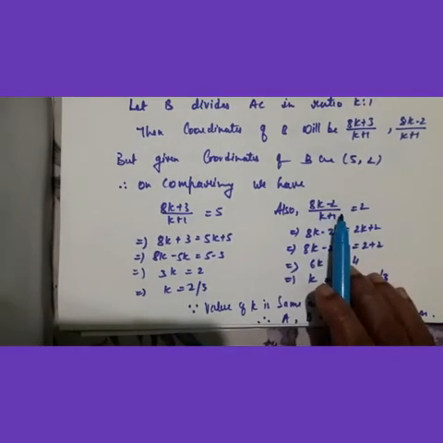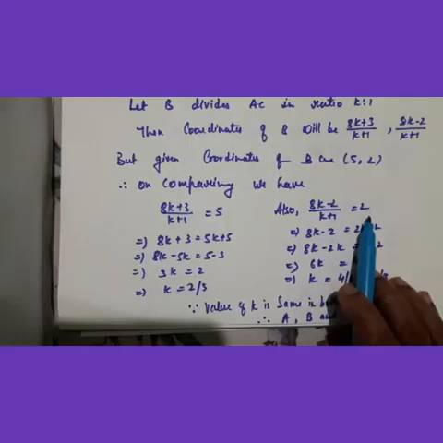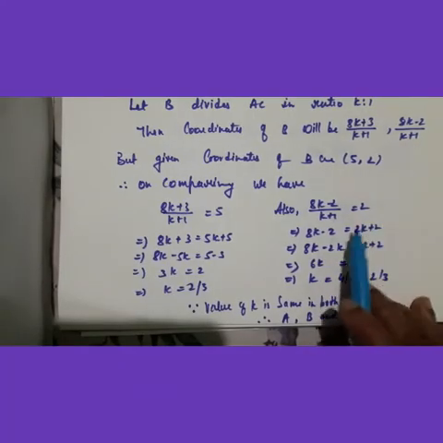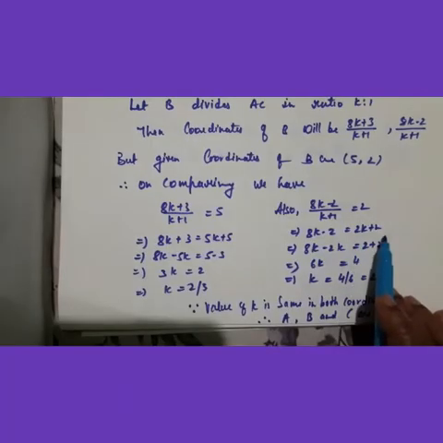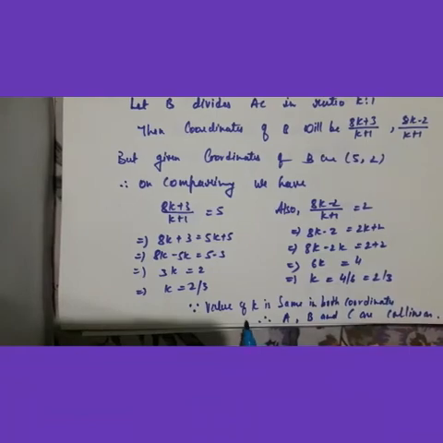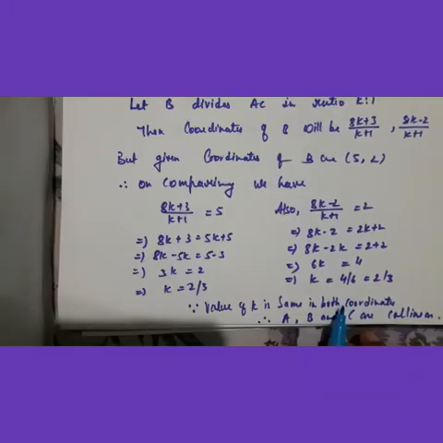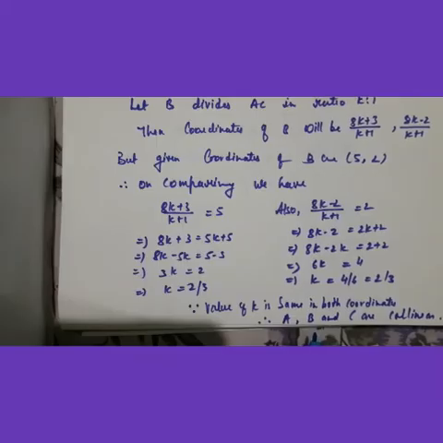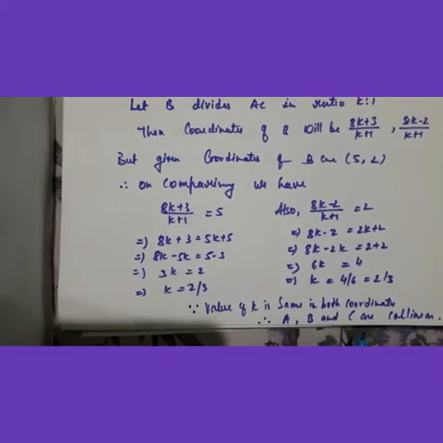Also (8k minus 2) by (k plus 1) is equal to 2. Comparing the y coordinate, 8k minus 2 is equal to 2k plus 2. From this on calculating we get 6k is equal to 4, k is equal to 4 by 6, which means k is equal to 2 by 3. Now here we find that the value of k is the same in both the x and y coordinates. That means A, B and C are collinear, as B divides AC in the ratio 2 is to 3. Therefore, we can conclude that A, B, C are collinear.